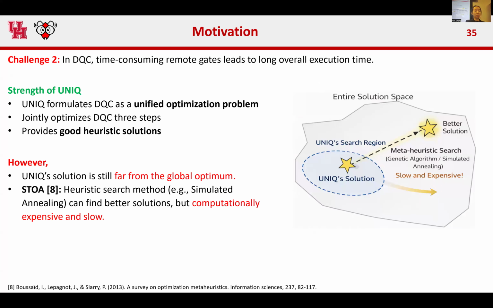But it has some problems. The first is that the UNIQUE solution still uses a heuristic method, so it is still far away from the global optimum. And if we use state-of-the-art existing methods like heuristic search, such as simulated annealing, it may help us find better solutions, but it becomes computationally expensive and slow. So for our third work, our goal is to find a faster approach to obtain better solutions.